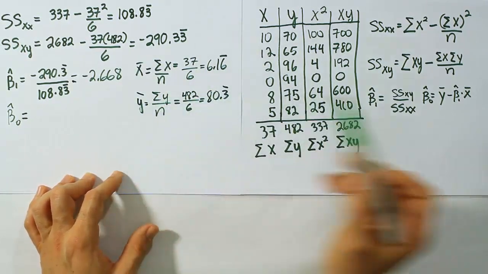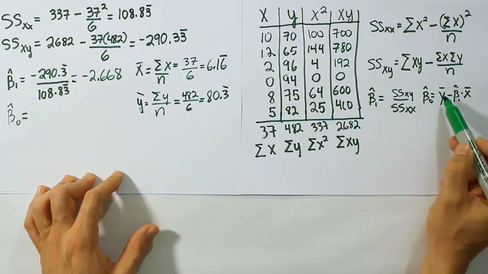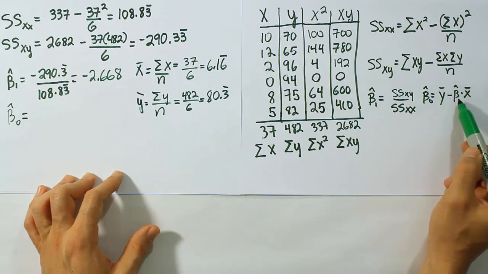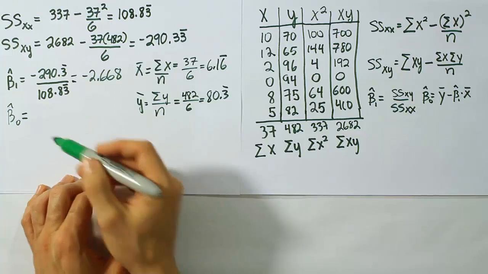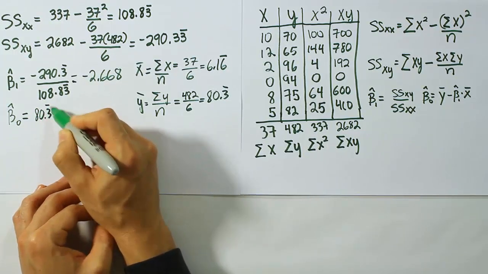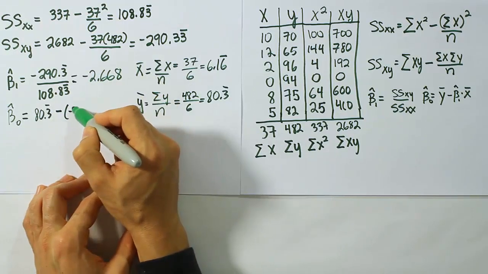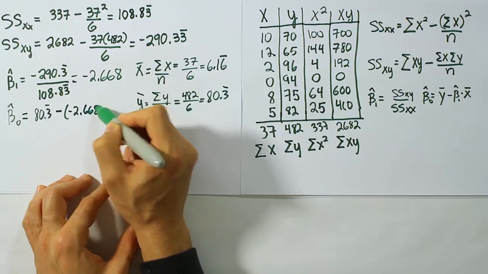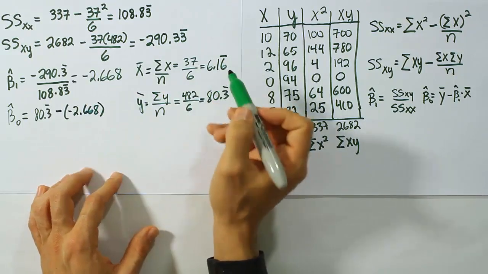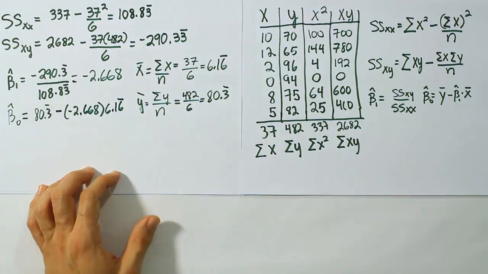Now we need those because you see in the formula for beta naught, we have y bar minus beta 1 hat times x bar. So we have to put those averages into our formula now. Okay, so let's put in the y bar, which was 80.3 repeating, minus the estimate for the slope, which is minus 2.668, times the x bar value of 6.16 repeating.